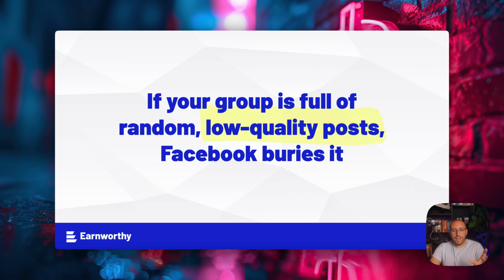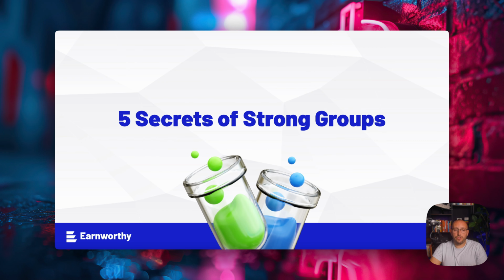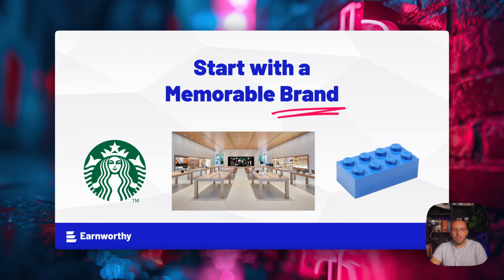And if your group is full of random, low-quality posts, Facebook buries it from the feed. They're just not going to show it. But if you get high engagement consistently on multiple posts, Facebook will push not only that content, but they'll push your group in general as a whole. They're going to push it out everywhere. So that's what you want. So what are some secrets of strong groups that help you get into the news feed?